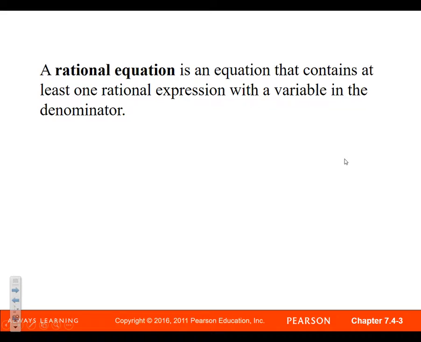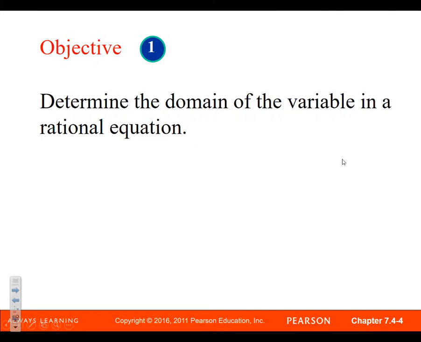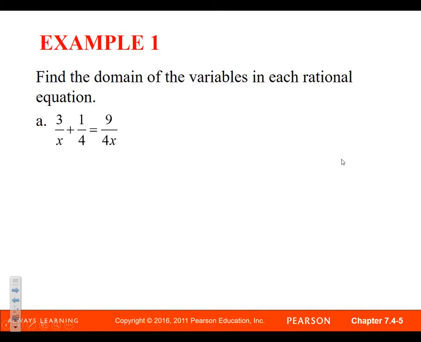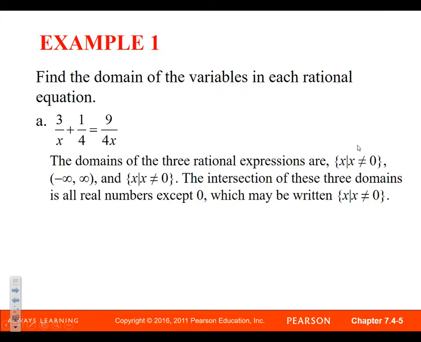Alright, let's do it. A rational equation is an equation that contains at least one rational expression with a variable in the denominator. So, determining the domain of a variable in a rational equation, something like this. Okay? So, we have 3 over x plus 1 over 4 is equal to 9 over 4x. We remember, we can't have the denominator be equal to 0 because that would make it undefined.